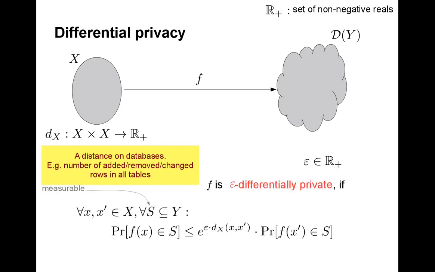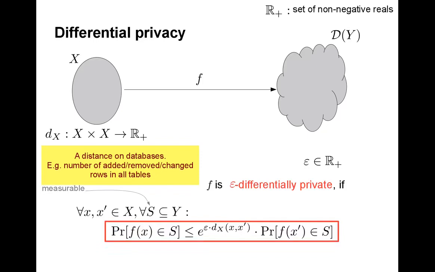And then we have this definition of differential privacy. We say that F is epsilon differentially private if for two different databases X and X prime, the probability of getting a certain result does not change too much. The change is bounded above by the distance between X and X prime, and the bound is multiplicative. So this is the standard definition of differential privacy.